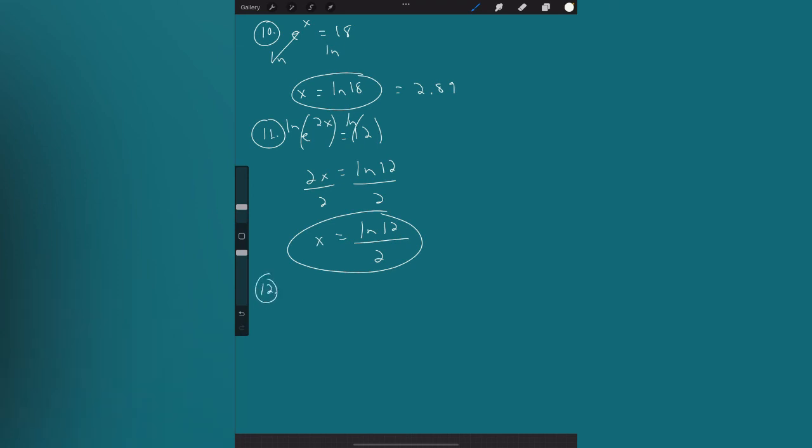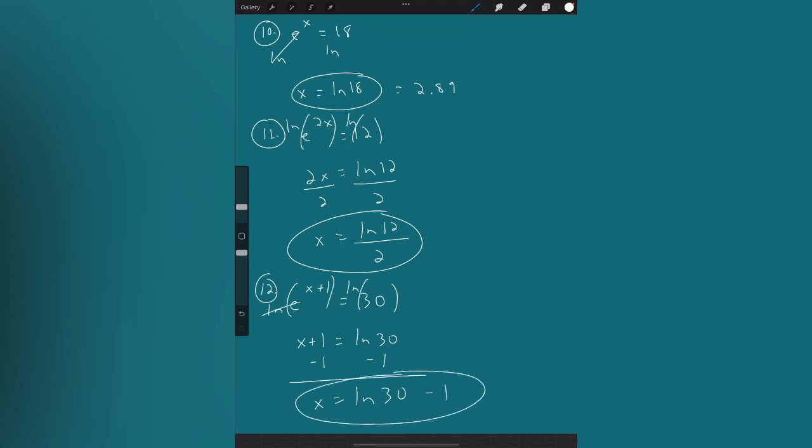All right, last one, number 12. I have e to the power of x plus 1 equals 30. What I can do is find the ln of each side here, and these cancel out, which gives me x plus 1 is equal to ln of 30. Subtract 1 from each side, and this gives me x equals ln of 30 minus 1. Notice that there's no ln on the 1, so I can't do anything with it. I just have to leave it there. And that's my answer.